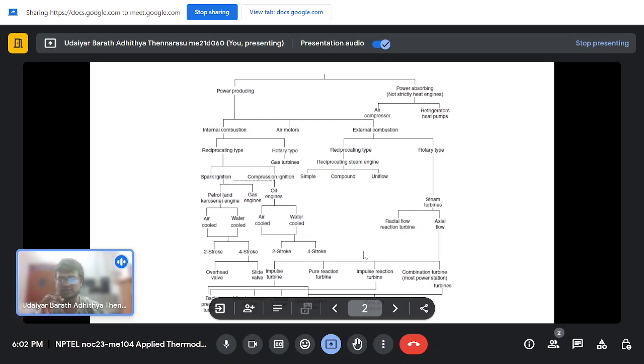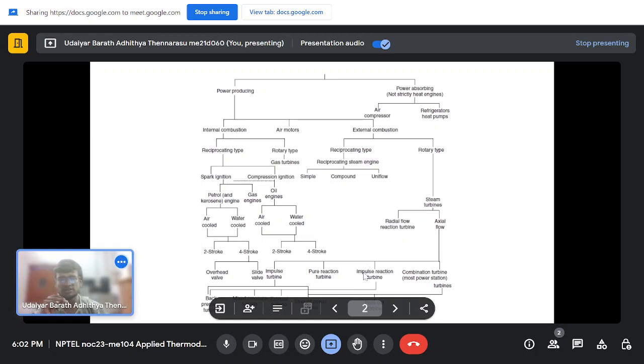But what we are looking at is power producing. Power producing can be of three types: one is internal combustion, one is air motors, and the other is external combustion. What we are looking at this week is internal combustion. If the combustion is happening inside the engine, then it's an internal combustion. If it's happening somewhere else and you're generating energy out of it and using that to produce work, that's an external combustion, which we'll be looking at in coming weeks.